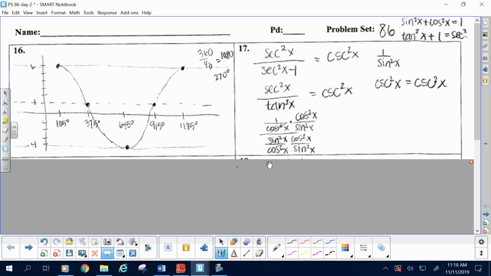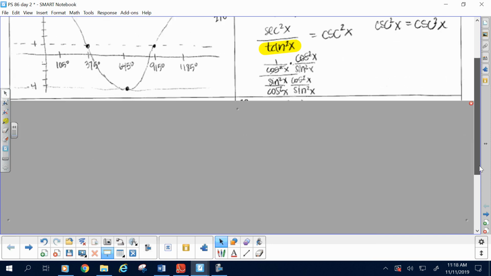Okay. 17. The original problem was secant squared over something else. Hopefully you changed the denominator to tangent, and then maybe did some sine cosine action to get cosecant squared, which is the best way to go.